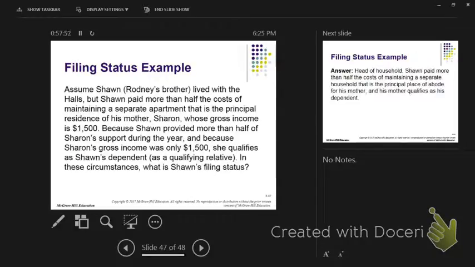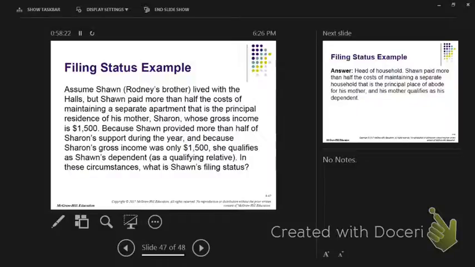All right, bigger one. We got money now, okay? Sean, Rodney's brother, lived with the Halls, but Sean paid more than half the cost of maintaining a separate place that is a residence for his mom, Sharon, whose gross income was $1,500. Because Sean provided more than half of Sharon's support, and because Sharon's gross income was only $1,500, she qualifies as Sean's dependent. In these circumstances, what is Sean's filing status?